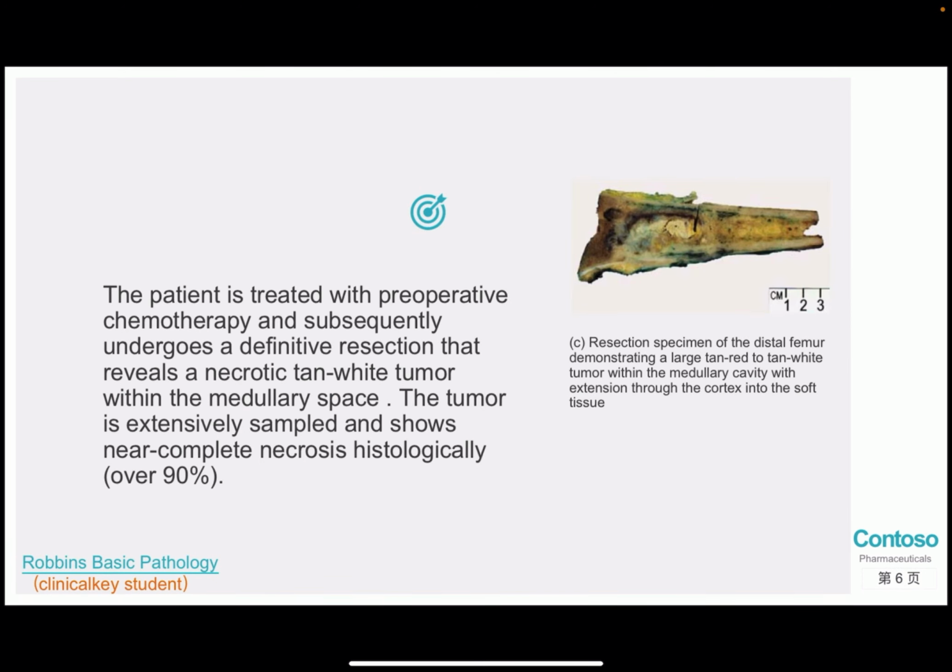In the end, the patient is treated with preoperative chemotherapy and subsequently undergoes a definitive resection that reveals a necrotic tan-white tumor within the medullary space. The tumor is extensively sampled and shows near complete necrosis histologically. Here we can see picture C, a resection specimen of the distal femur, demonstrating a large tan to white tumor within the medullary cavity with extension through the cortex into the soft tissue.